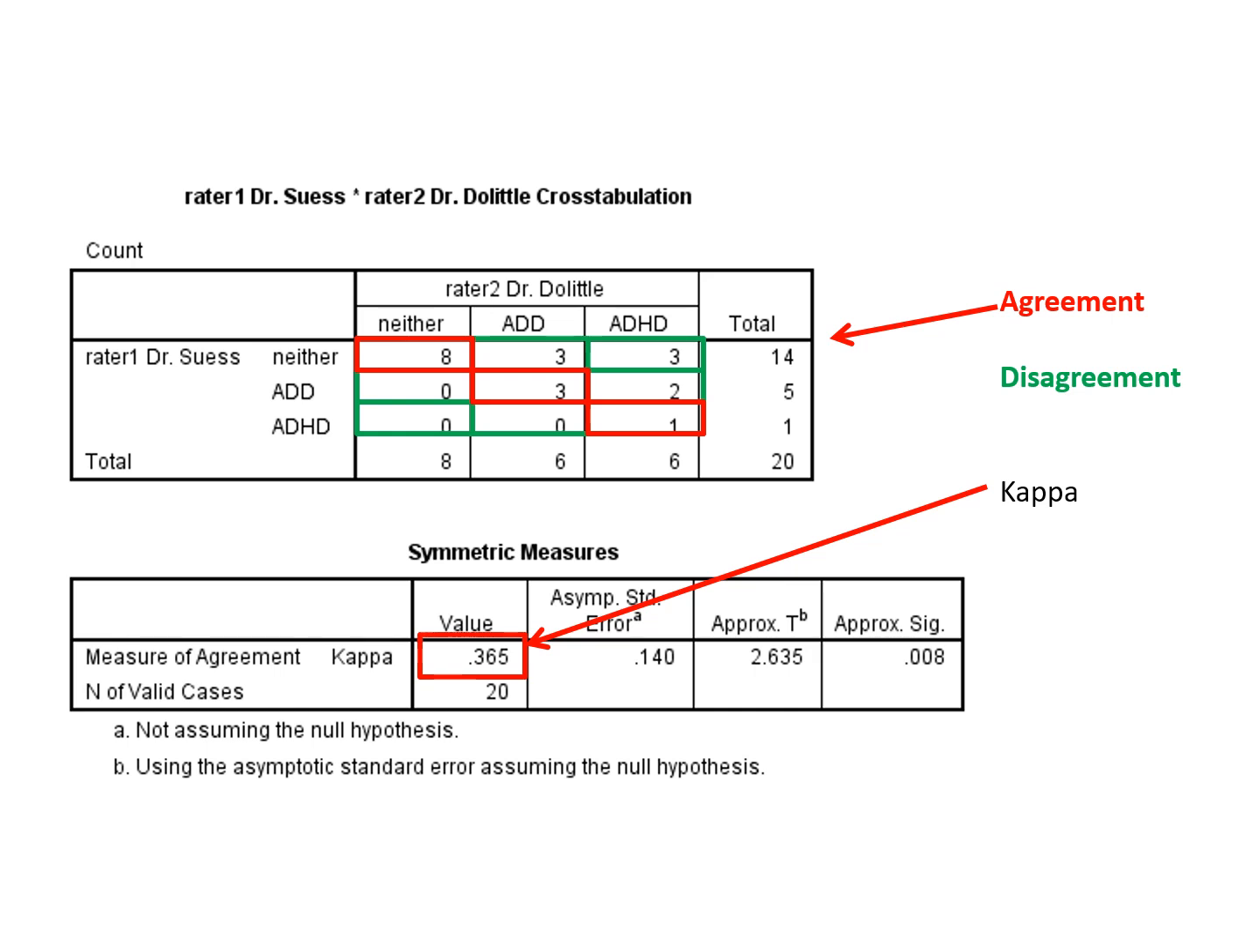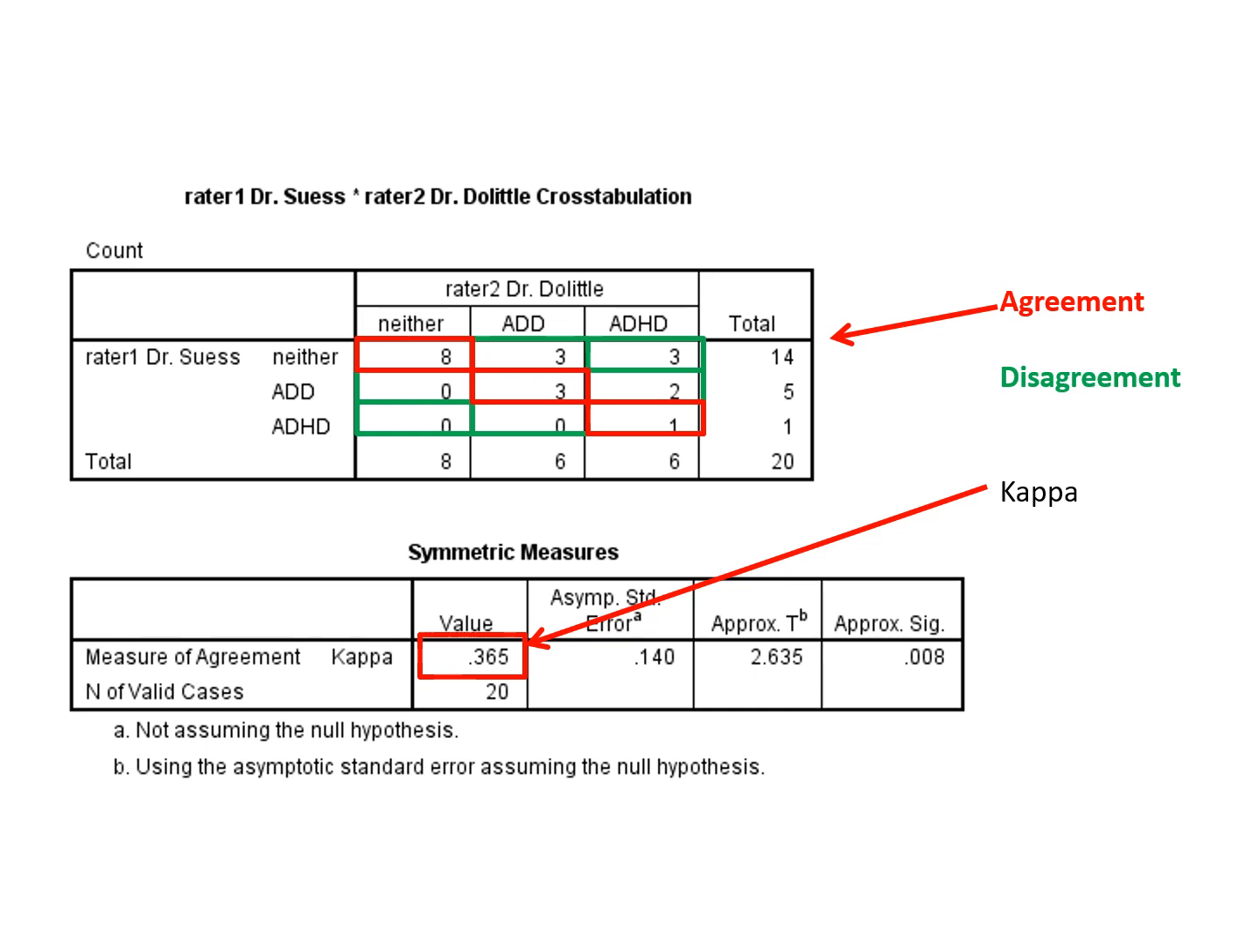So notice these aren't percentages right now. They're simply in counts. So basically, if we look at Dr. Zeus, we see that Dr. Zeus rated 8 people as neither, and so did Dr. Doolittle. But of the people that Dr. Zeus rated as neither, Dr. Doolittle listed 3 of them as ADD, and 3 of them as ADHD. So that's the level of disagreement.